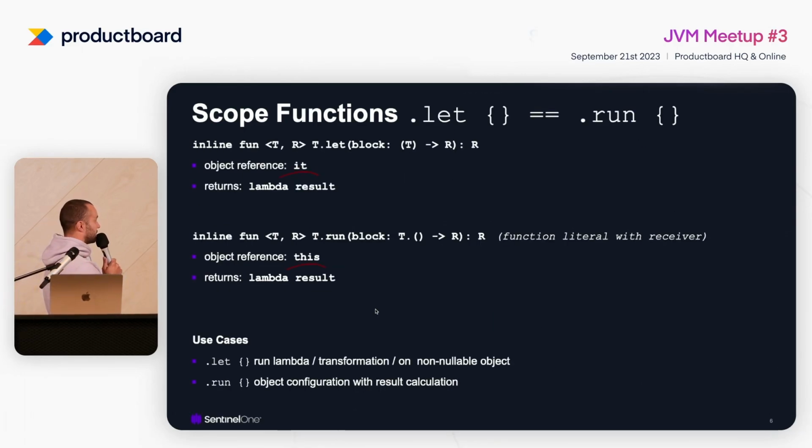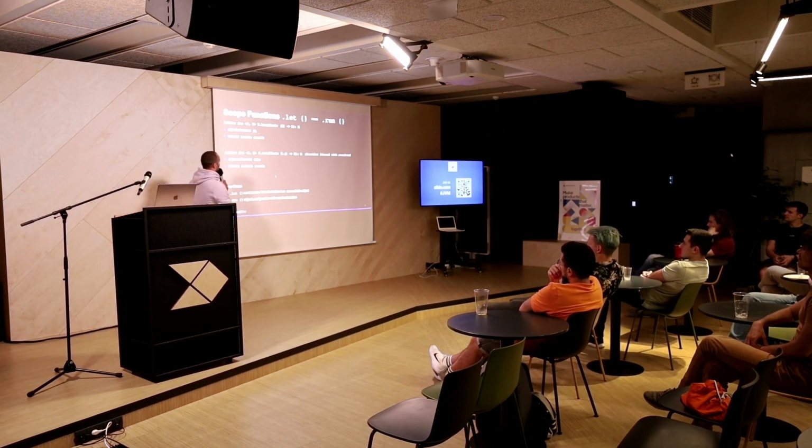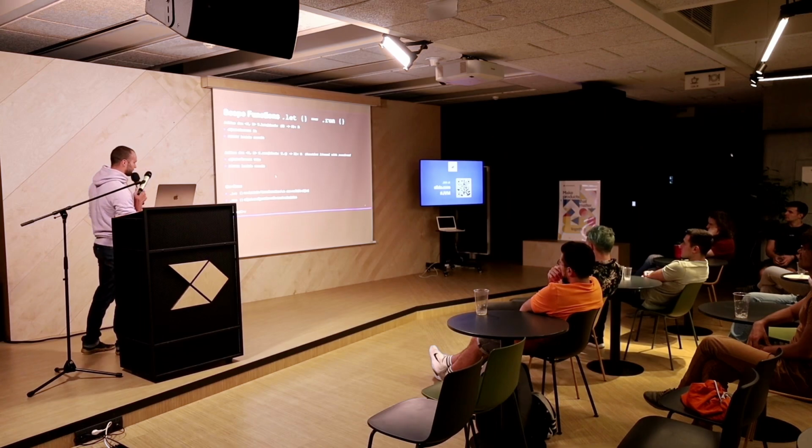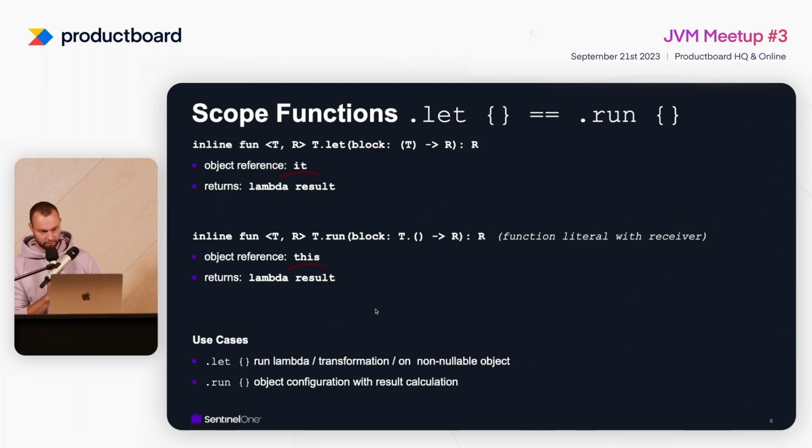So let's do a really brief intro to let and run. They are somewhat equal because they can be considered aliases. Let and run return the result of the lambda. So the code which runs inside let and run is returned. The difference between let and run is that let uses it as the object reference and run uses this. Run can be used for some object configuration or result calculation. Let is used usually for some transformation and non-nullable object handling.